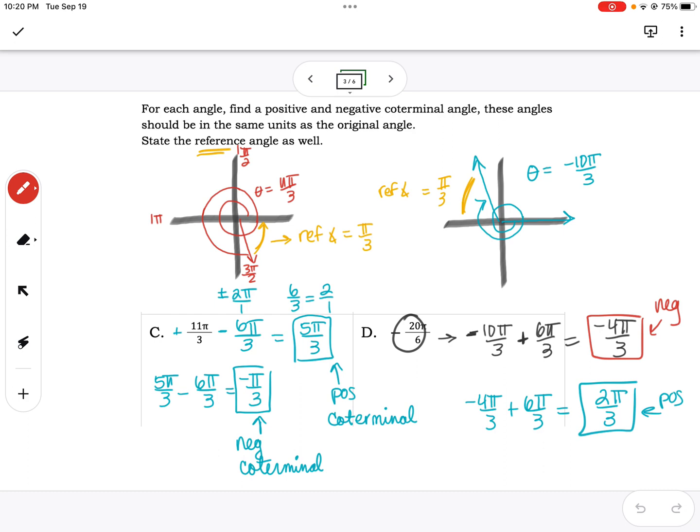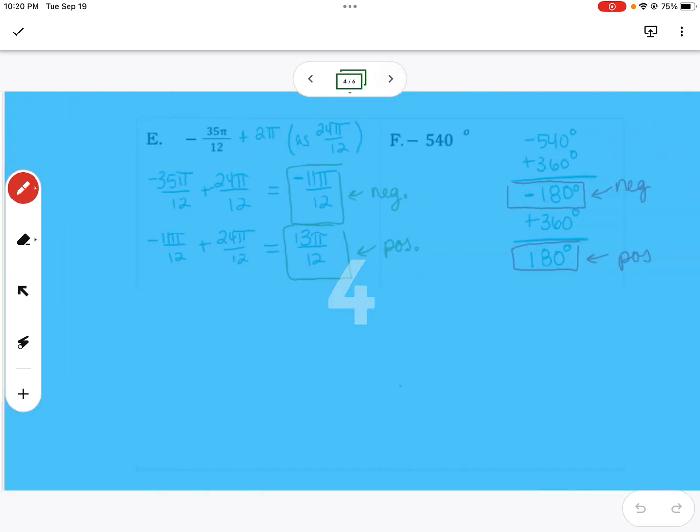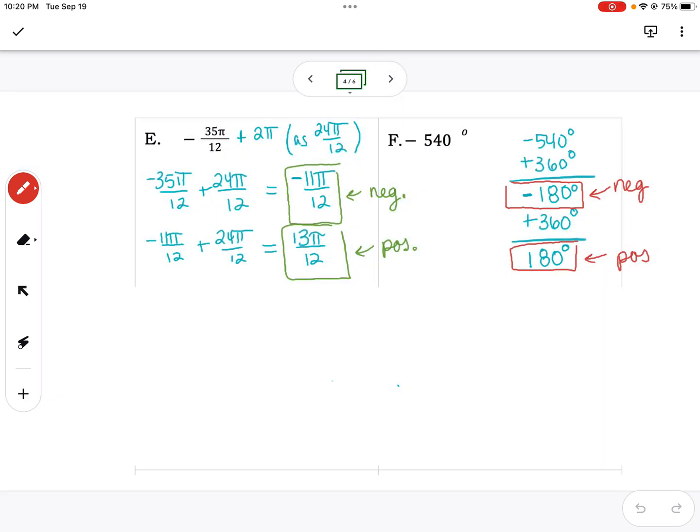All right, welcome back. So here's the deal. I do want to point out, I haven't mentioned this yet in the video, there are lots of positive and negative coterminal angles. There's an infinite amount, guys. It's like insane. We could do one problem forever. We're just finding the closest ones, okay? So taking a look at those answers, now we're going to take a look at our graph.